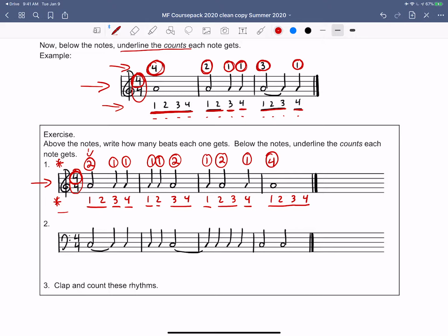If you want, you can pause the video and work out number 2 on your own. What I'm going to do is to work that one out, and then in the next video, we're going to work on how to perform these rhythms accurately. So here we go. I'll walk you through number 2. Again, pause before I start if you want to work on it on your own. All right, here we go. Same process. Numbers on top, numbers on bottom, and then underlines.